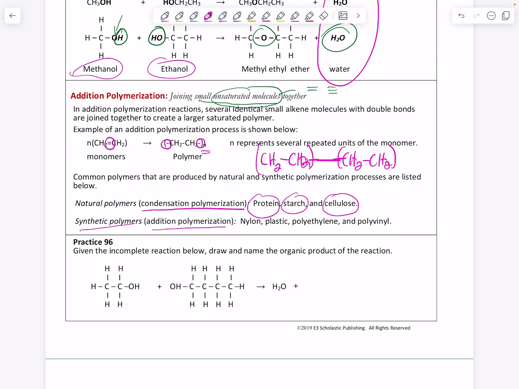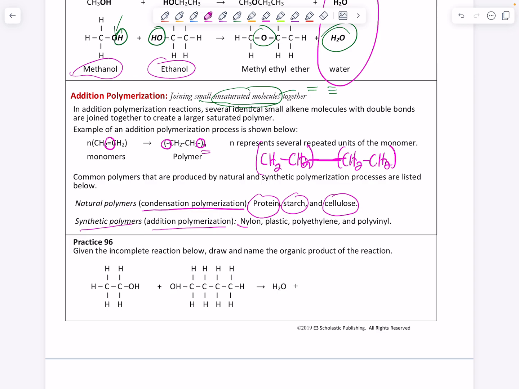So those are things that are used for different kinds of tubing, building materials, things like that. And then obviously nylon is used in materials for fashion design, clothing, that kind of stuff.